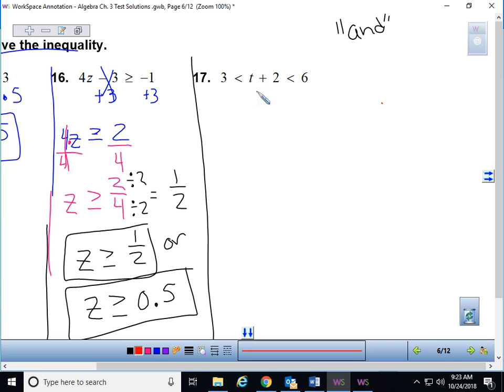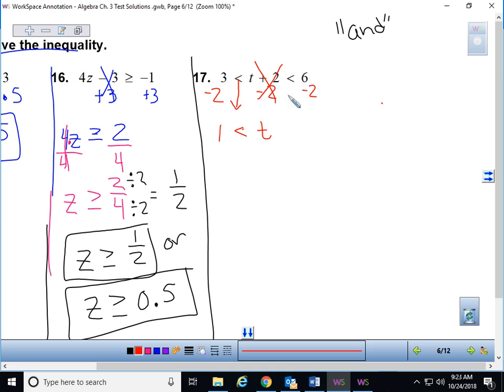To undo addition is subtraction, so I subtract 2. I can't just do it to the middle, but I have to do it to the right, and I have to do it to the left. This is like a big scale. I have to be fair. So this leaves 3 minus 2. Well, that's just 1. The inequality symbol doesn't change. It carries down. Less than.